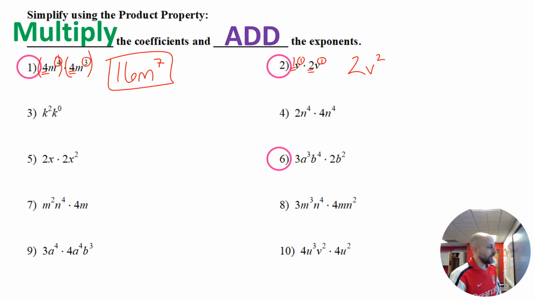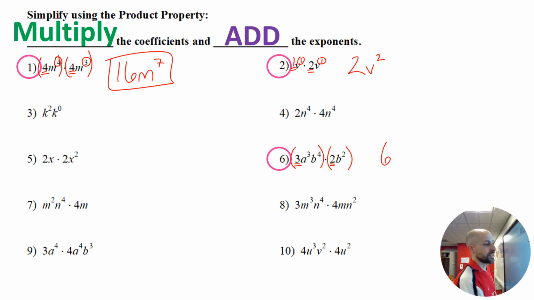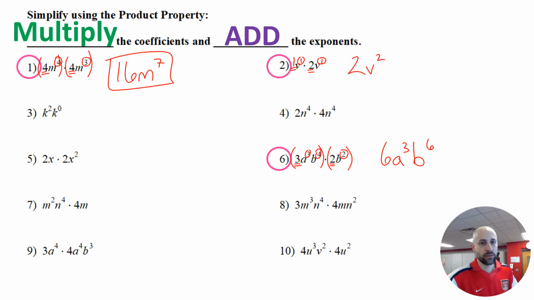squared. Down here on number 6, again, if you need to help separate those, draw those parentheses in there to help separate the two expressions we're multiplying. And then once again, we are multiplying the coefficients, so we get 6, and then adding the exponents of like bases. So in this case, there is no other a, so it's just a to the third, but then b to the fourth and b to the second, those get added together, and we get b to the sixth.